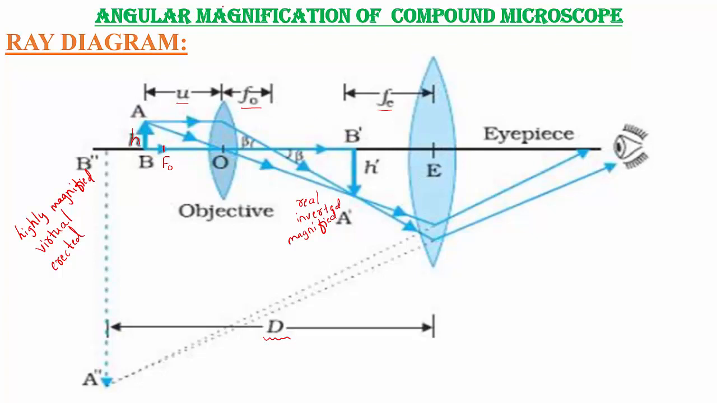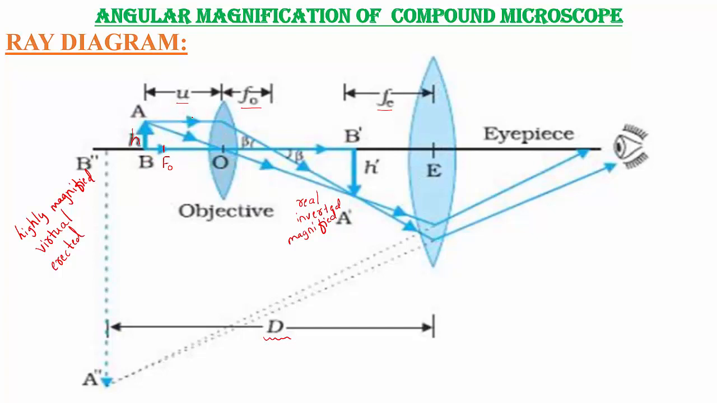See here, once again I will repeat the ray diagram. We are going to consider two converging lenses, that is the objective lens and the eyepiece. The focal length of the objective lens is smaller and the focal length of the eyepiece is moderate, that means greater than the objective lens. Here we are going to keep the object AB. This is a small object AB. This object is kept just beyond the principal focus of the objective lens.